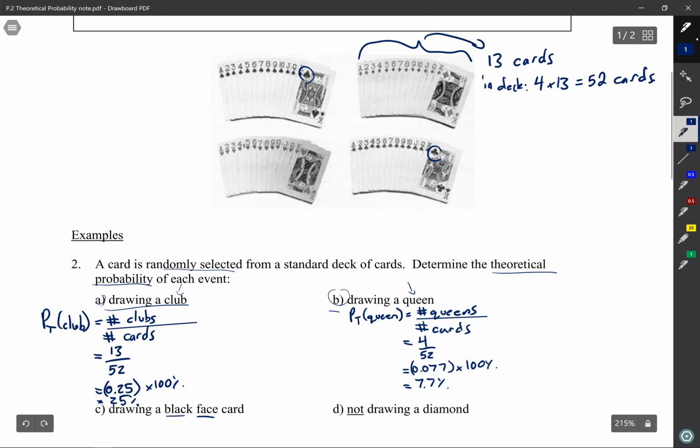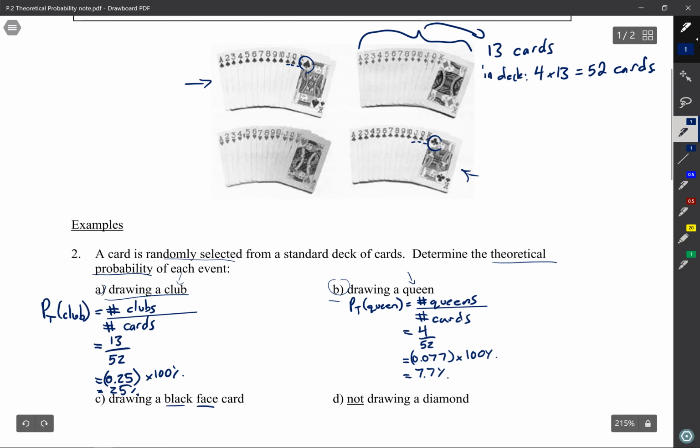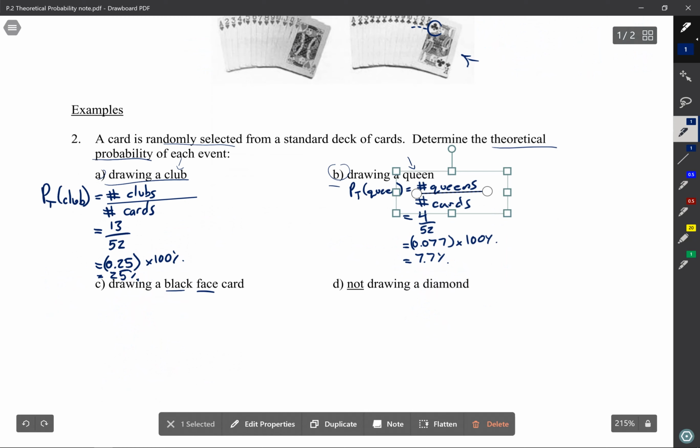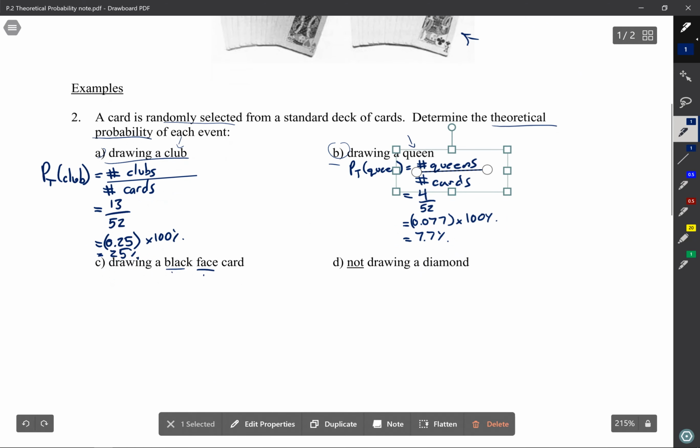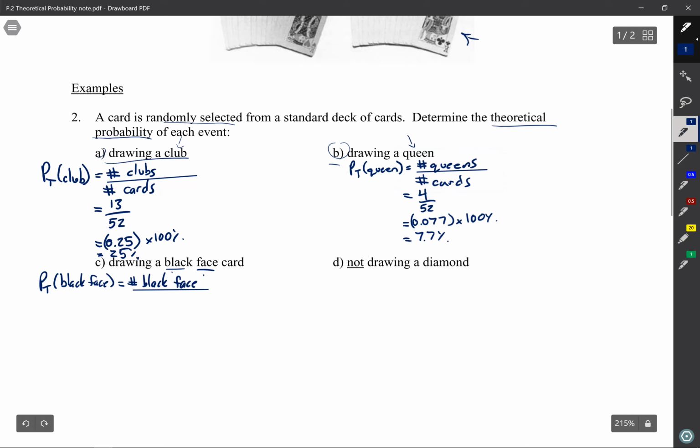So we'll look at our black suits, and that is clubs here and spades here. Clubs has 1, 2, 3 face cards. Spades has 1, 2, 3 face cards. So in total that's 6 face cards that satisfy being both black and face cards. So the theoretical probability of drawing a black face equals the number of black faces divided by the number of cards.